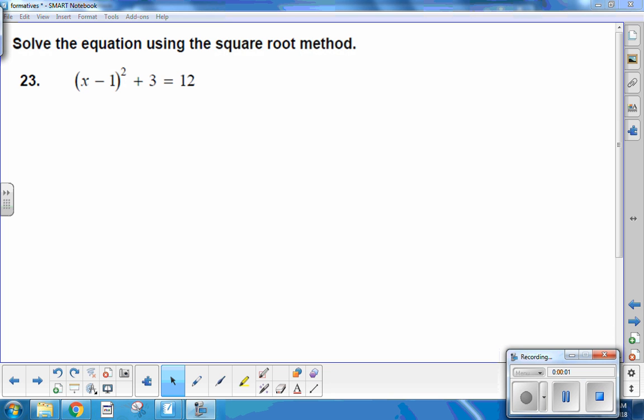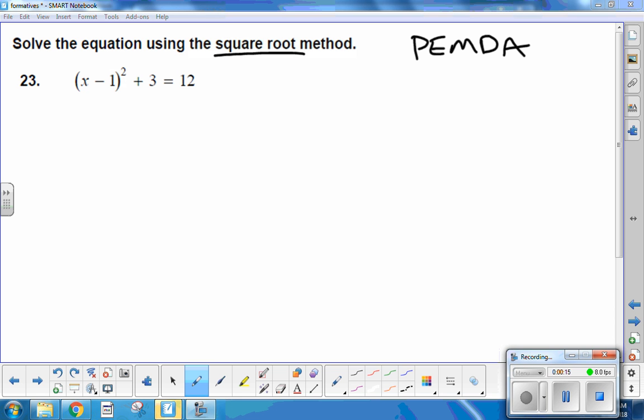Number 23 says solve by the square root method. Basically, we're just trying to get x by itself. And the way I like to do that is I like to write down the order of operations that are being done to the x.